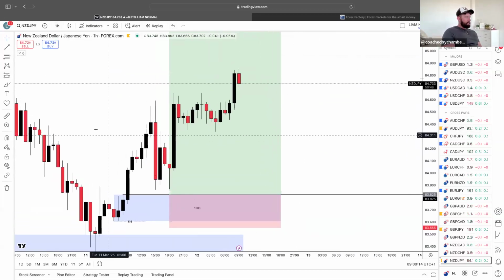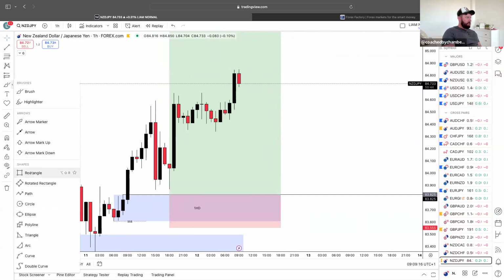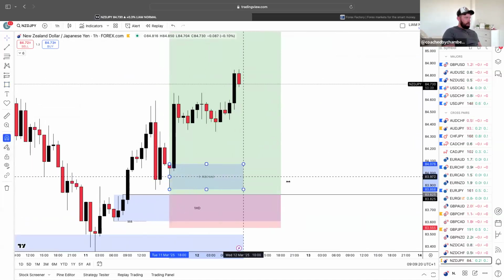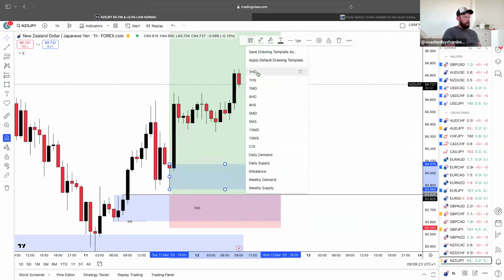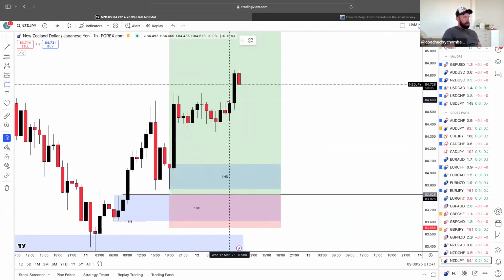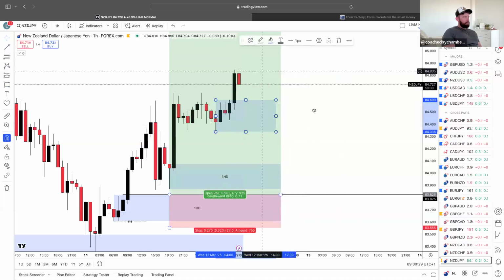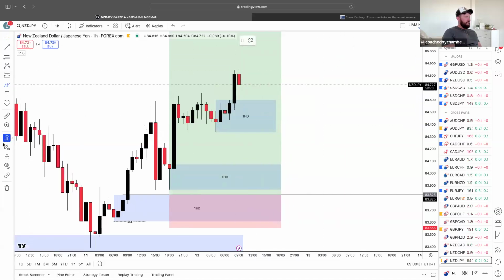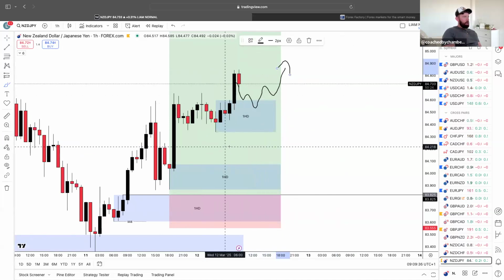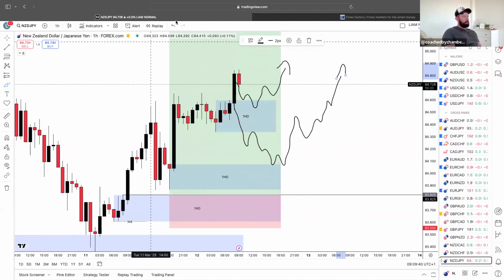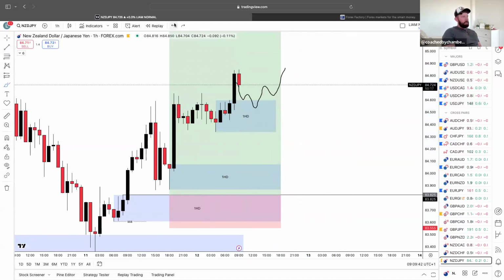So yeah, man, same scenario with NZ Japanese yen. We have this fresh demand zone below here as well, and then we also have this area which we could just tap into. So again, same scenario as AJ. We either are going to carry on upwards from here, or we could retrace into this and then see the market carry on upwards from there. But yeah, that is pretty much it for today.